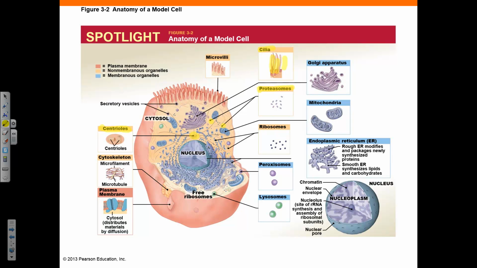Ribosomes contain RNA and can be found either free throughout the cytoplasm, or fixed along the endoplasmic reticulum, and we will discuss that in greater detail coming up. Ribosomes are the site of protein synthesis. The remaining organelles on this page will be discussed in more detail on the following slides.